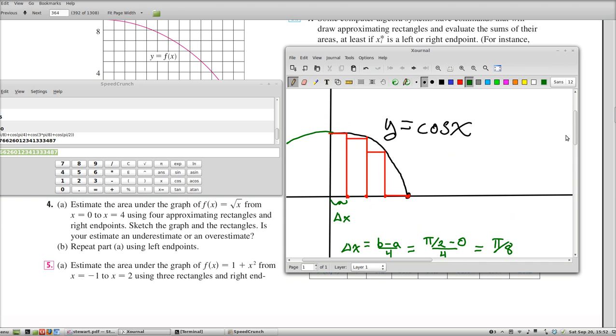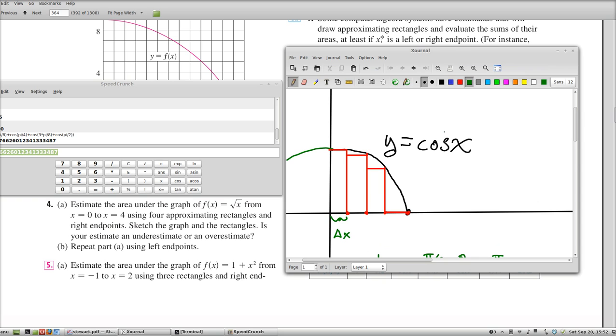So we can do this same problem again, doing the left-hand rule. Part B here is we're supposed to do it using the left endpoints. We just did it using the right. So let me undo all that, and then we'll just do it using the left. Okay, so let me fix up the curve a little bit.